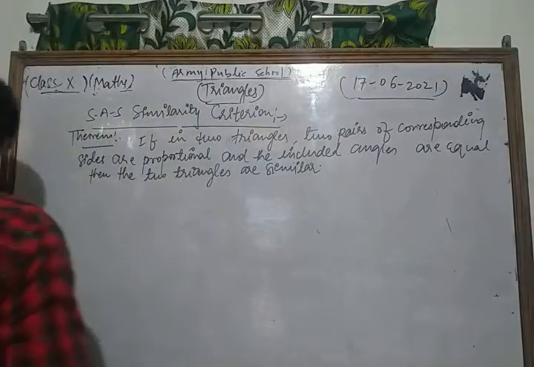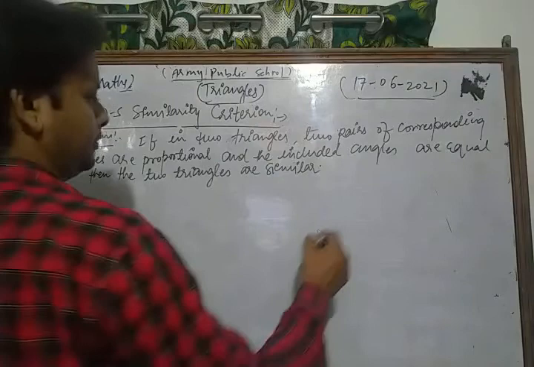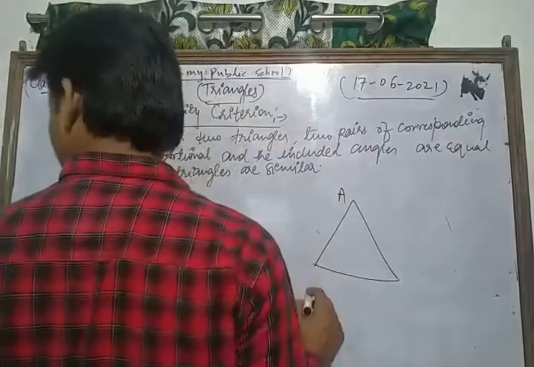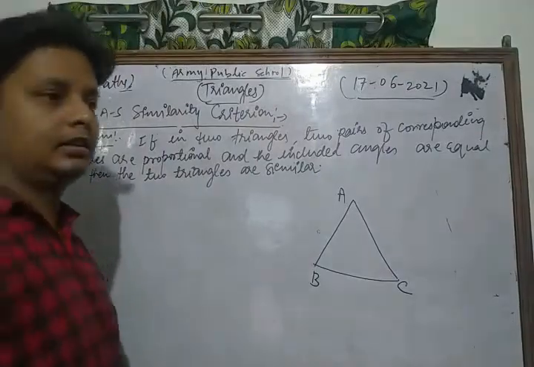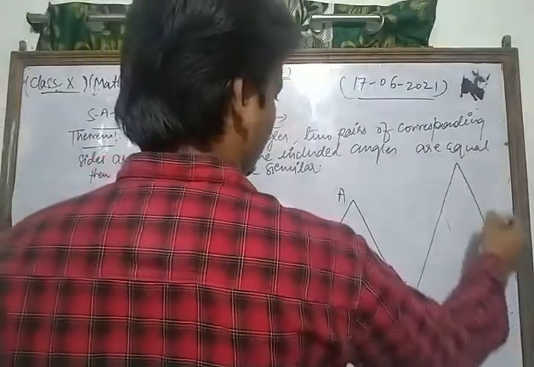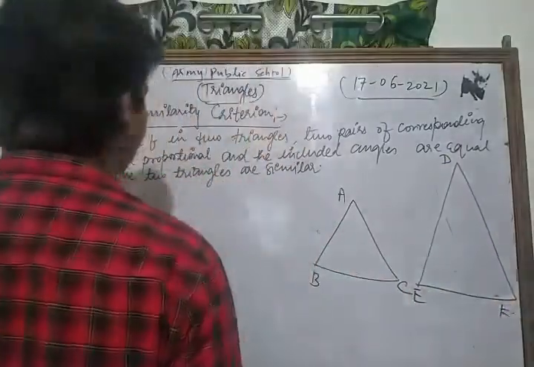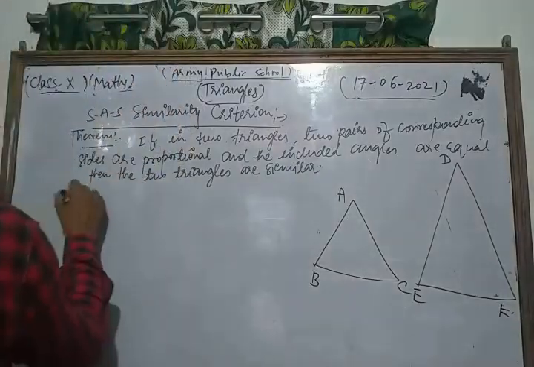Now, first of all, let's draw two triangles, ABC and DEF. In order to prove any theorem, first of all we write the given. So first of all we write given.